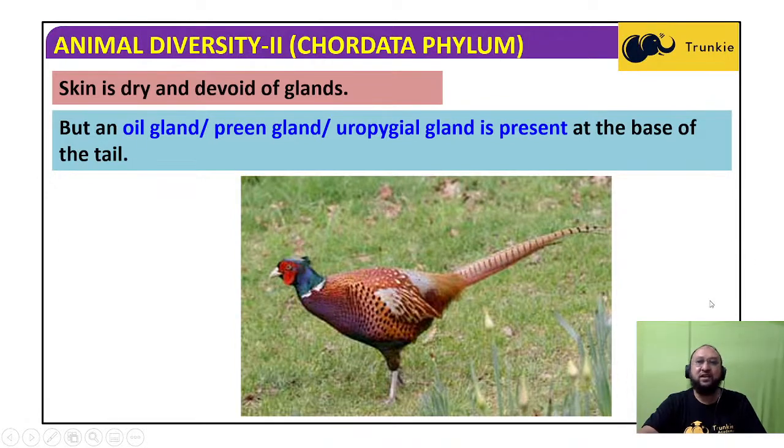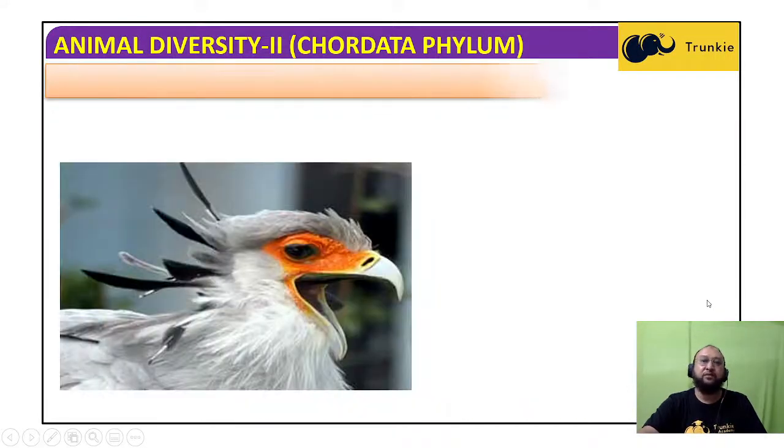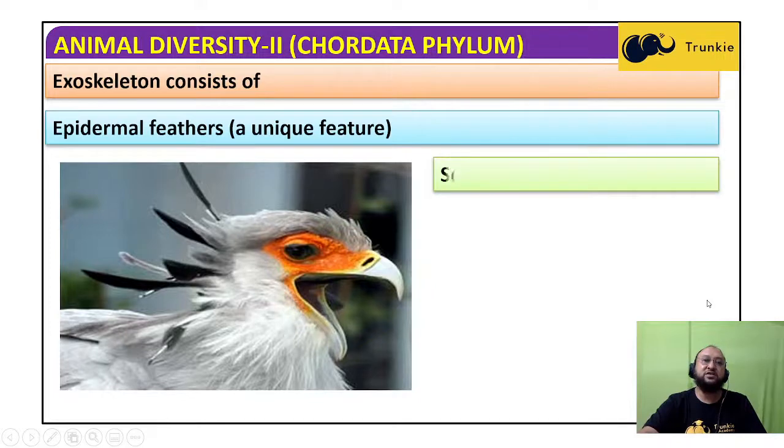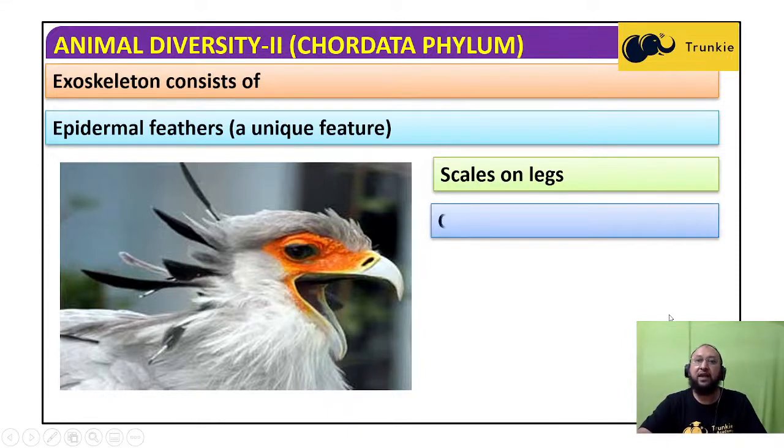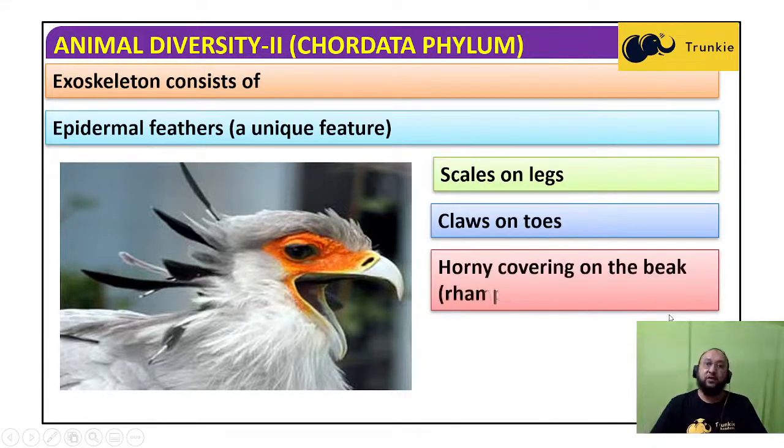Uro means tail. The exoskeleton consists of epidermal feathers, a unique feature. This feather is not found in any other group of animals. Feather is the characteristic, distinguishing feature of birds. It is the epidermal feathers, meaning from the skin is epidermal, and it is the exoskeleton. Scales on the legs are found, like we have seen in the reptiles also.